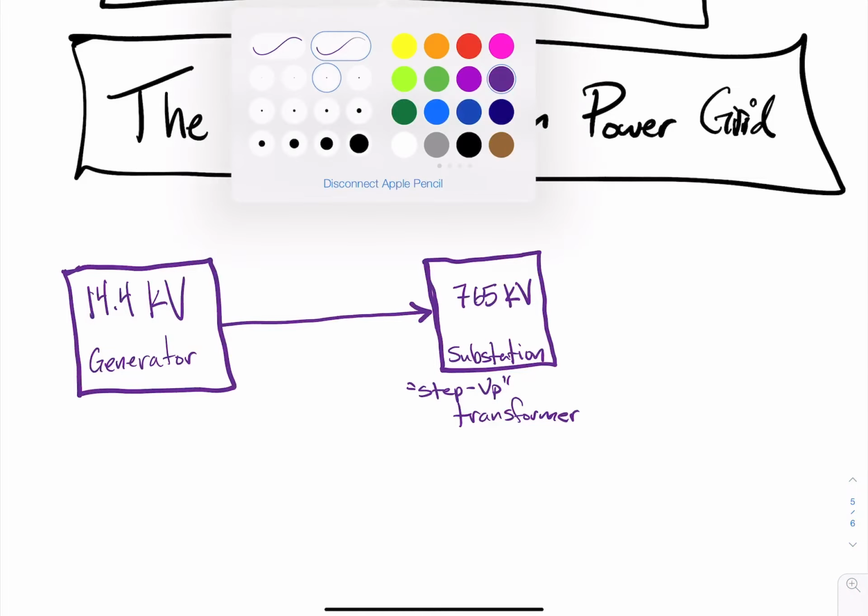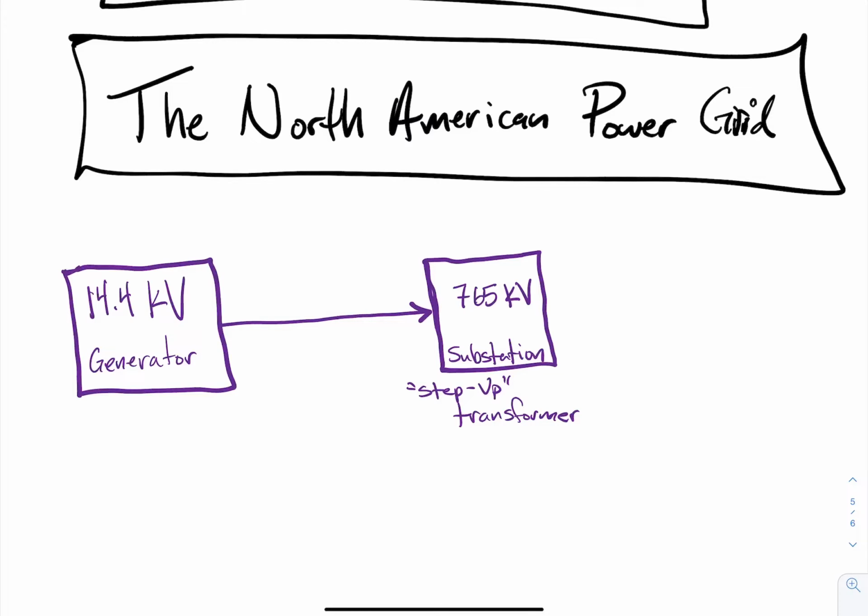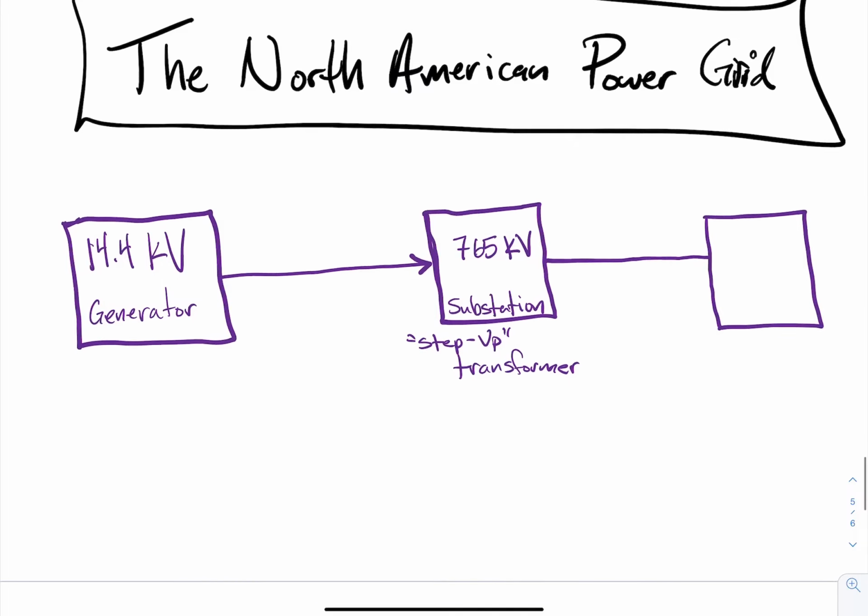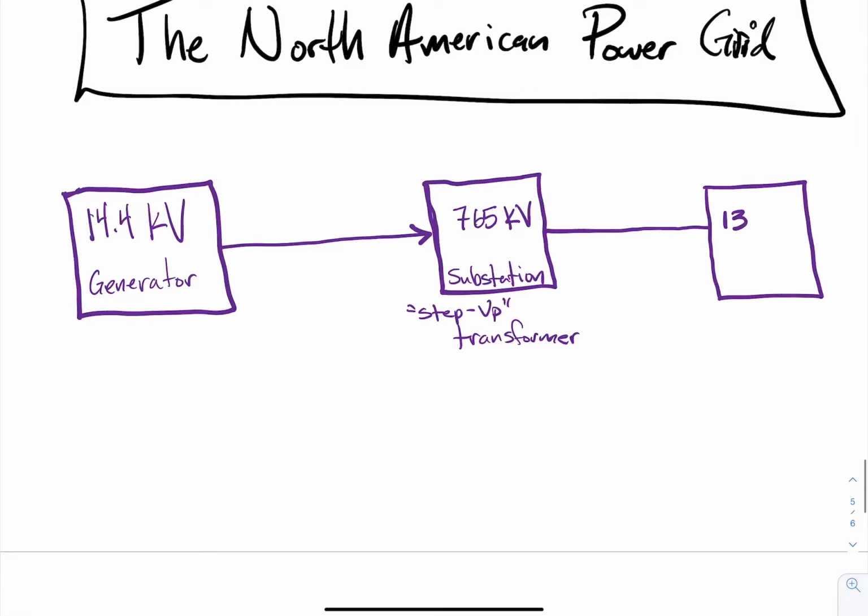This is going to go on to another substation. And we're going to put that substation right here. And this is a 13.8 kilovolt substation. So this would be stepping the voltage down.